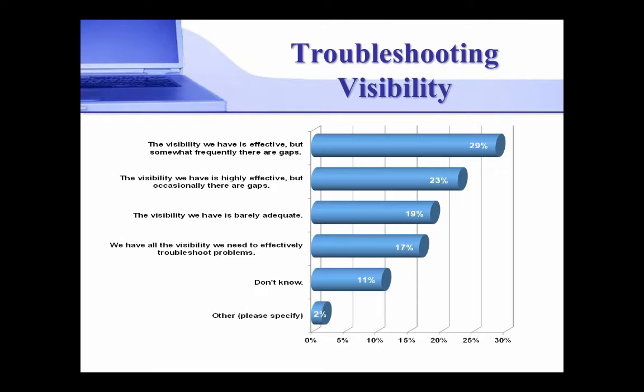Now, this slide's about a topic that I think is incredibly important and we don't talk enough about in our industry, and that is the ability to rapidly identify a problem and fix it. And I surveyed, again, those 200 professionals, and I said, how much visibility do you have today? And if you look towards the bottom of this chart, 17%, that's less than 1 in 5, said we have all the visibility we need to effectively troubleshoot problems. 1 in 5. A few more said the visibility we have is barely adequate, and everybody else is kind of in the middle.